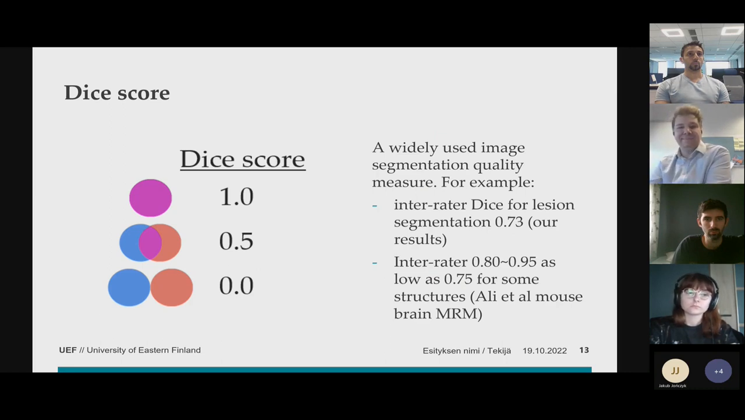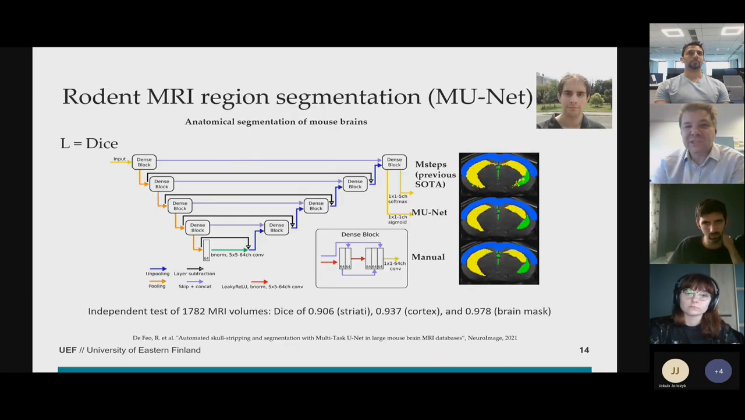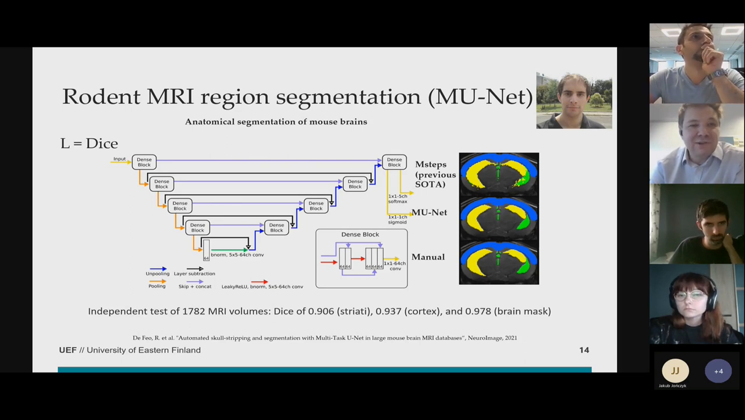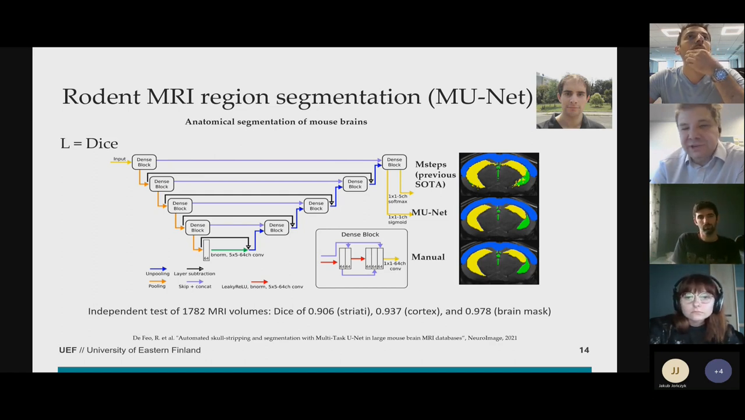I will be talking a lot about dice scores, which is a widely used image segmentation quality measure. But I hope you are familiar with that, so I don't need to repeat. The first algorithm that I will present is so-called MUNET. That is aimed at anatomical region segmentation of mouse brain MRI.